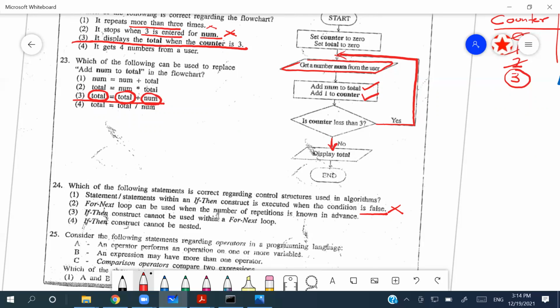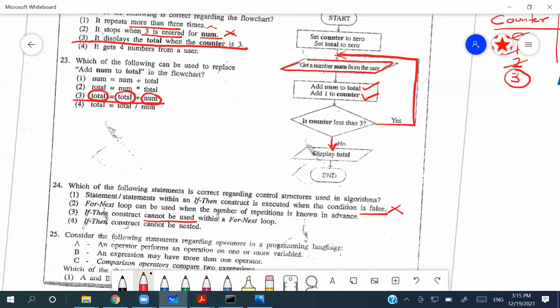So let's go to the third one and see. If then construct cannot be used within a for next loop. No, you can't say cannot be used. You can use any kind of structure inside any kind of another structure. That means you can use for next loop inside the if, or vice versa, inside the for next loop, if can be used, right? Likewise, you can use any iteration inside a selection or any selection inside an iteration, as well as use one particular selection inside another particular selection.